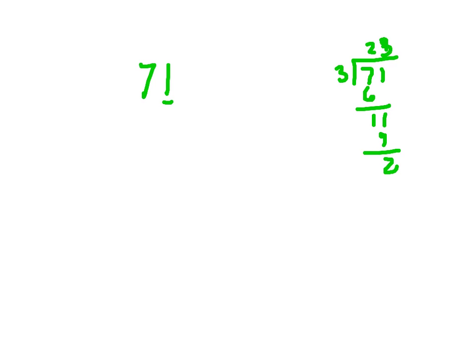Let's take the number 71. Is that prime or composite? Now hold your horses. Let's just go through this. Well, we know it's not divisible by 2 because it's an odd number. But is it divisible by 3? Sometimes you have to just divide it out. 71 divided by 3. No, it's not divisible by 3.